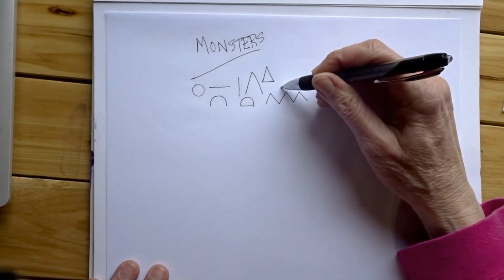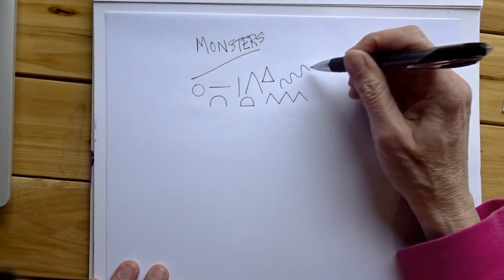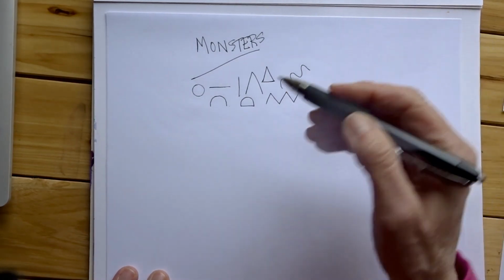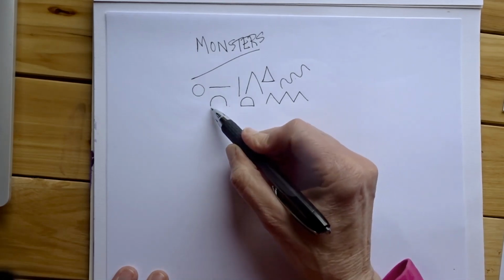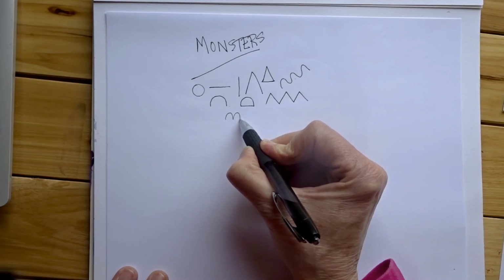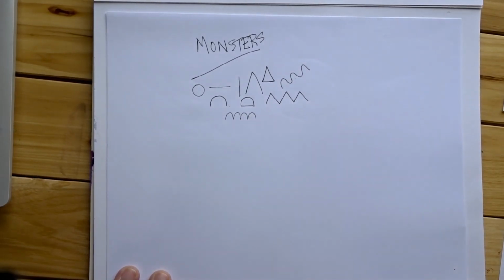We're also going to do one of these, a curvy line or a squiggly line. That's a curve, that's a wave. We could call that a wave. And then we're going to do this curved line over and over again too. Like that. That's something else we're going to use.